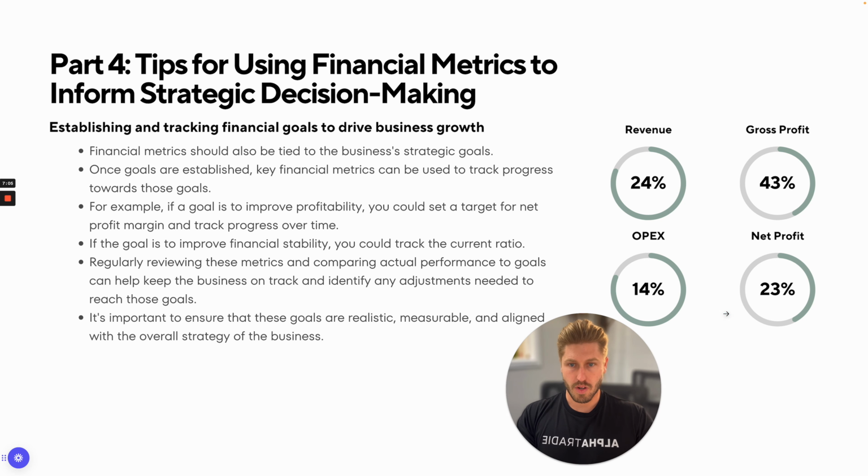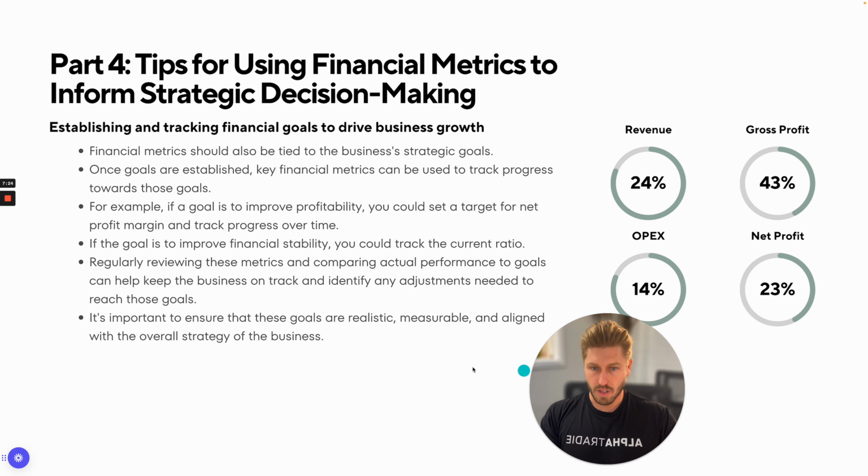Now, establishing and tracking financial goals to drive your business growth. Financial metrics should also be tied to the business's strategic goals. Once goals are established, key financial metrics can be used to track progress towards these goals. For example, if a goal is to improve profitability, you could set a target for net profit margin and track that progress over time. If the goal is to improve your financial stability, you could track the current ratio. Regularly reviewing these metrics and comparing actual performance to goals can help keep the business on track and identify any adjustments needed to reach these goals.